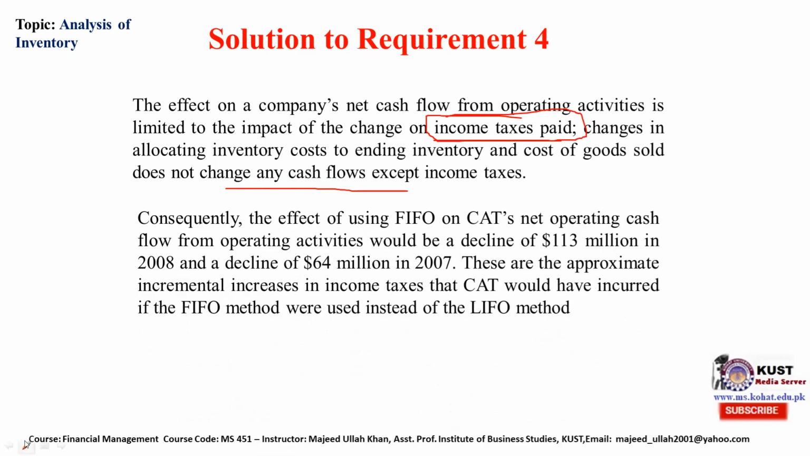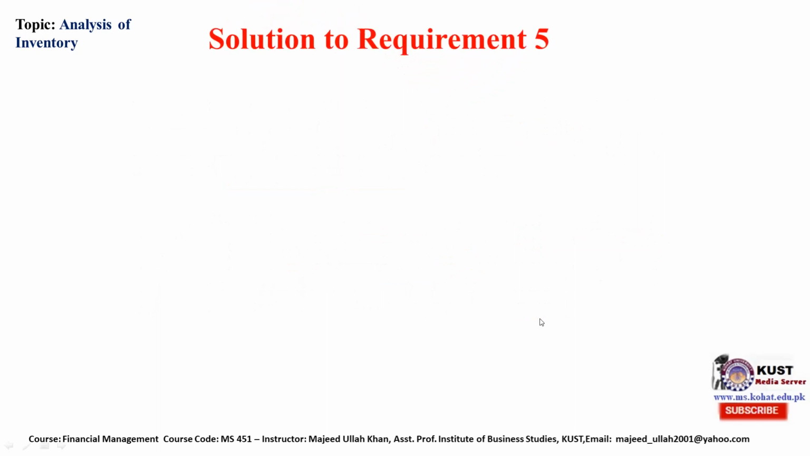So as a result, what would happen? The effect of using the FIFO method, first in first out, is that Caterpillar's net cash flow from operating activities would be declined by 113 million in 2008 and 64 million in 2007, because we will have to pay extra income tax in 2008 and 2007. These are approximate incremental increases in income taxes that Caterpillar would have to incur if the FIFO method were used instead of the LIFO method. Moving further, requirement number 5.